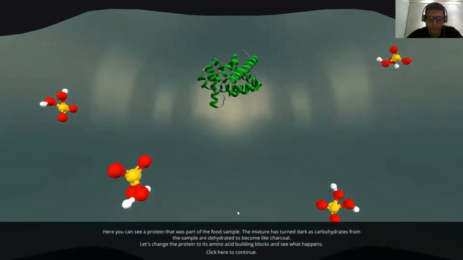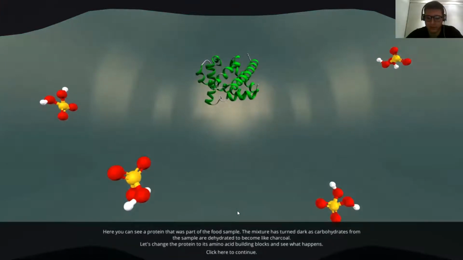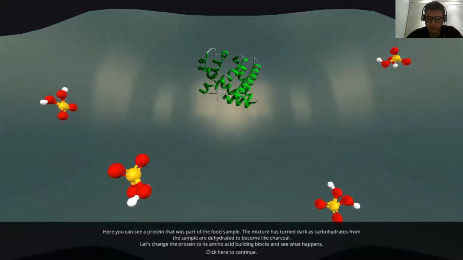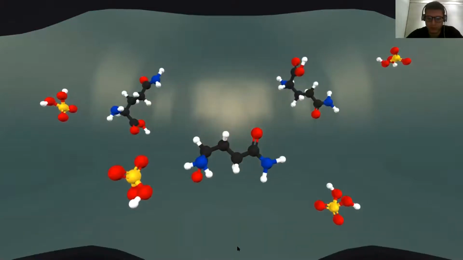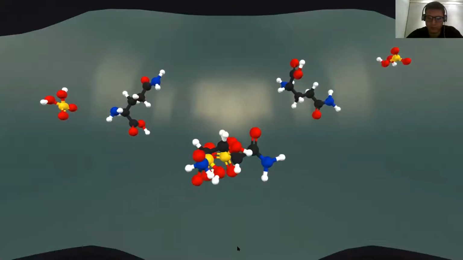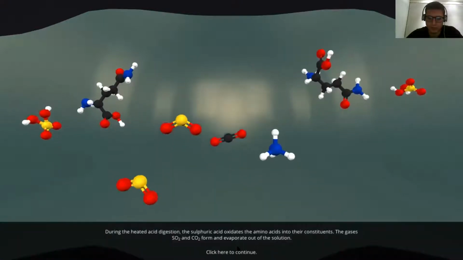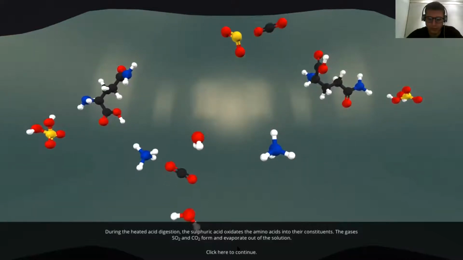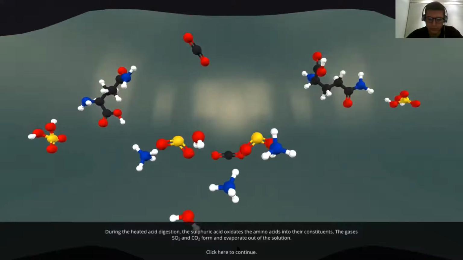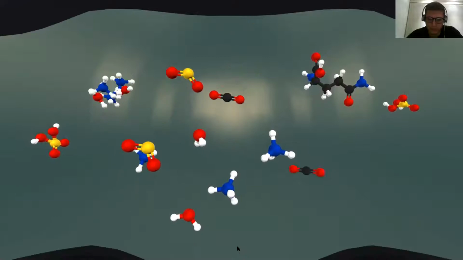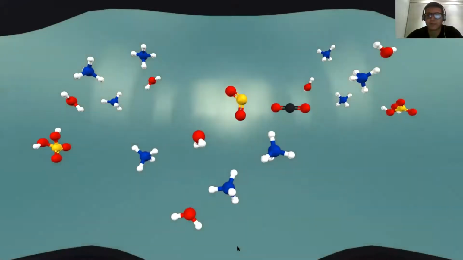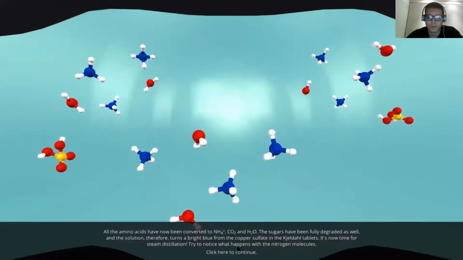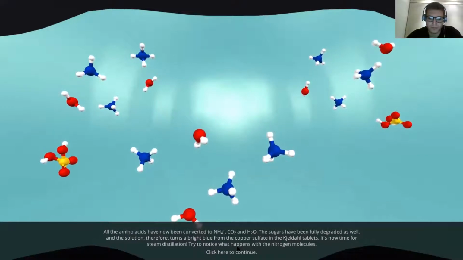Here you can see a protein that was part of the food sample. The mixture has turned dark as carbohydrates from the sample are dehydrated to become like charcoal. Let's change the protein to its amino acid. During the heated acid digestion, the sulfuric acid oxidates the amino acids into their constituents. The gases SO2 and carbon dioxide form and evaporate out of the solution. All the amino acids have now been converted to NH4+, carbon dioxide and water.